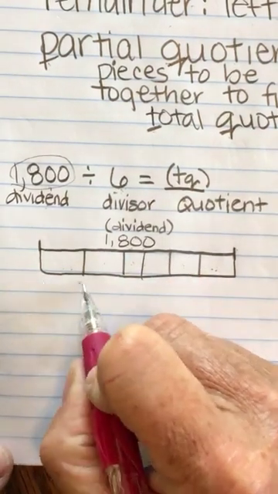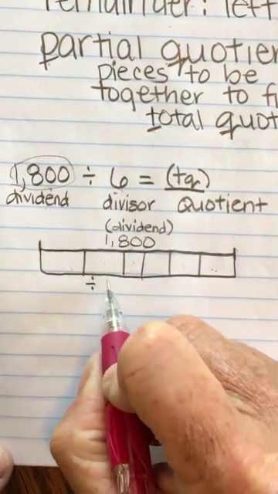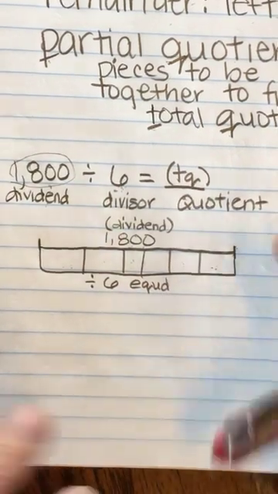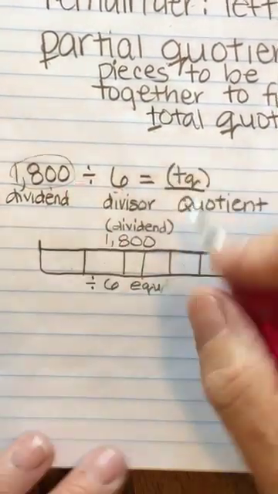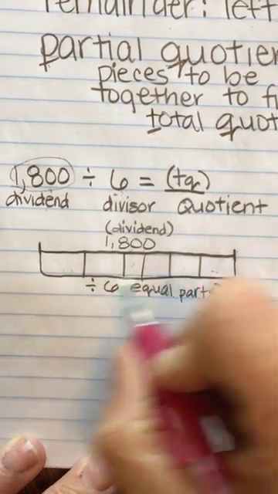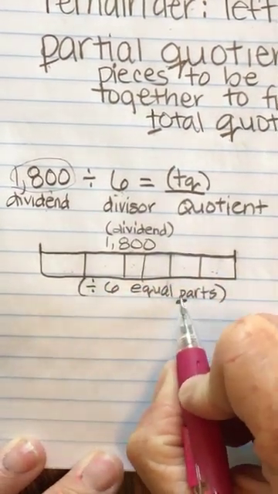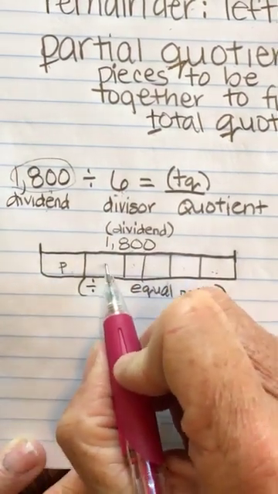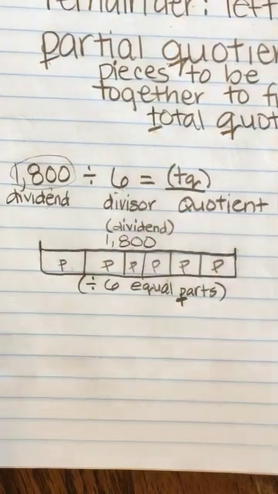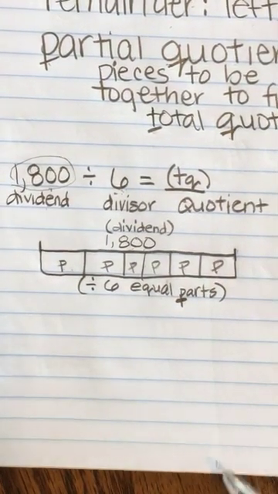So all I want you to do is write divided by 6 equal parts. And because I'm using parts, we're going to label these P. These are all the parts or the pieces that we're dividing by. We don't know what that is yet, though. Okay?